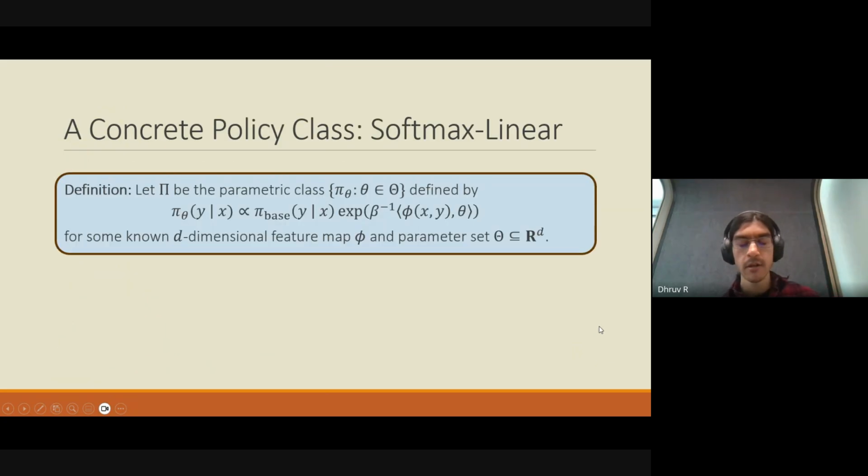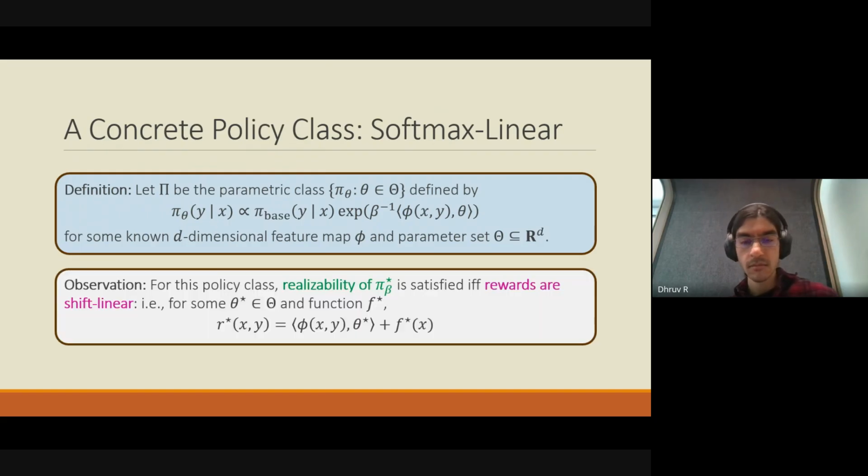And they're defined as follows. We have a parametric policy class pi specified by some parameter theta. So the policy pi theta has density proportional to the base model times exponential of something that's linear in some d-dimensional feature map phi. So it's exponential of the inner product between the parameter theta and some feature phi of your prompt and your response. So if you make theta larger, you're sort of tilting farther and farther away from the base model. If you make theta equals 0, then you exactly recover the base model.